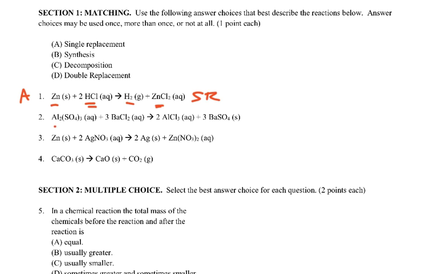Here we have a plus and a minus, plus and minus, plus and minus, so that's a double replacement reaction. That's answer D. Here we have an element and a compound, so that's a single replacement again. So again, that's answer A.